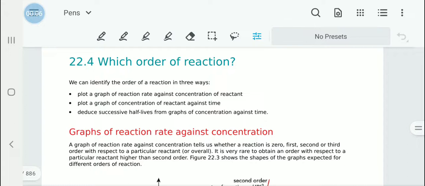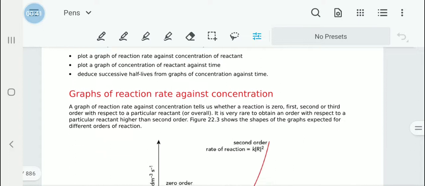So now we are going to figure out which order of reaction the equation would have. To identify the order of reaction, there are three ways that we can do it. The first one is by plotting a graph of reaction rate against concentration of the reactant. The second one is concentration of reactant against time. And the third one is deducing the half-lives from graphs of concentration against time.